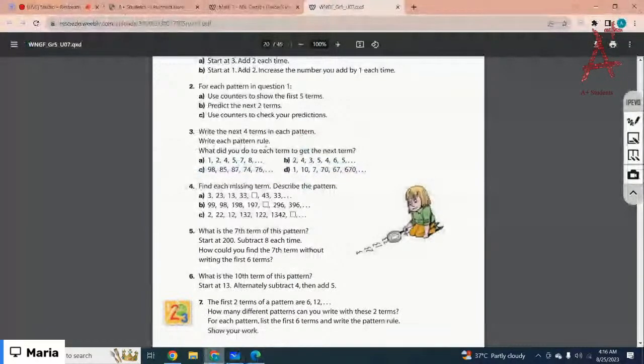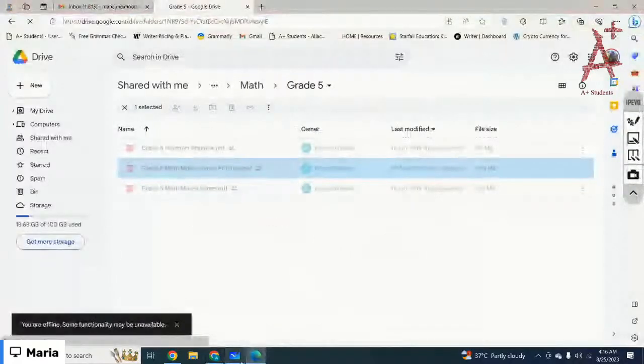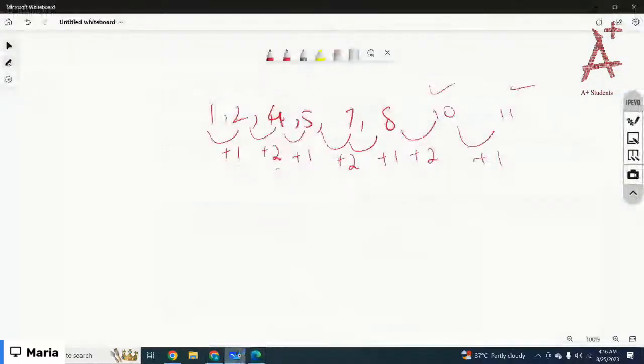The question is, write each pattern rule. What did you do to get each term to the next term? For the next two terms I added 2 one time, and the next time I have to add 1, right? Yes, add 1 and then add 2, right?